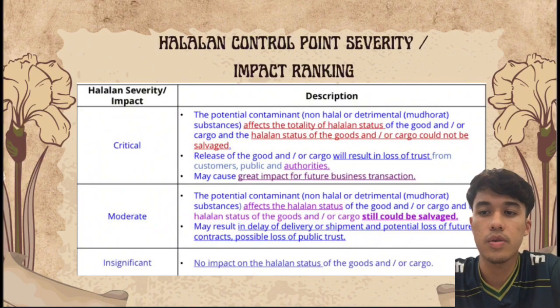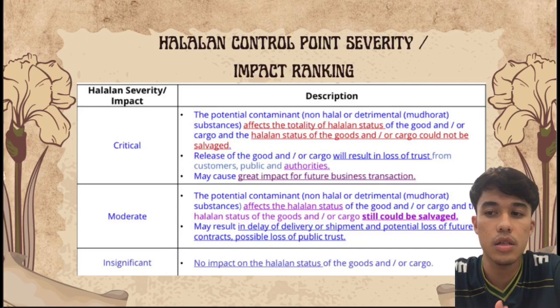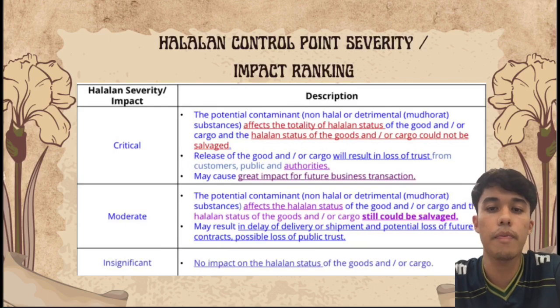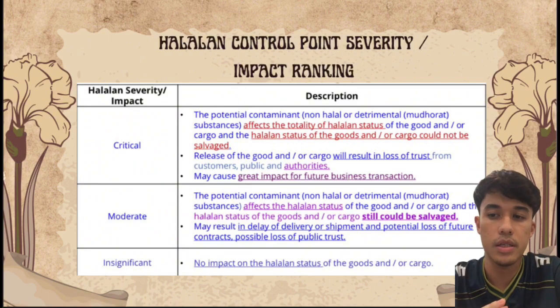For the moderate, the description means the potential contaminant or non-halal or detrimental mudarat substance affects the halal status of the products, but the halal status of the products could be salvaged. It may result in delay of delivery of shipment, potential loss of future contracts, and possible loss of public trust. For the insignificant, there is no impact on the halalan status of the goods or the products.